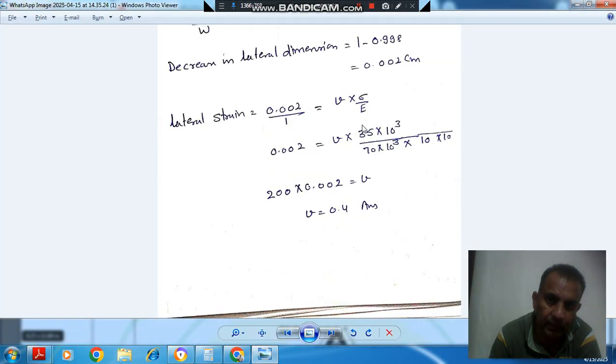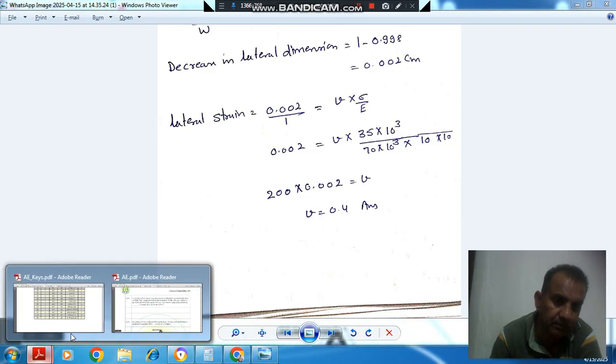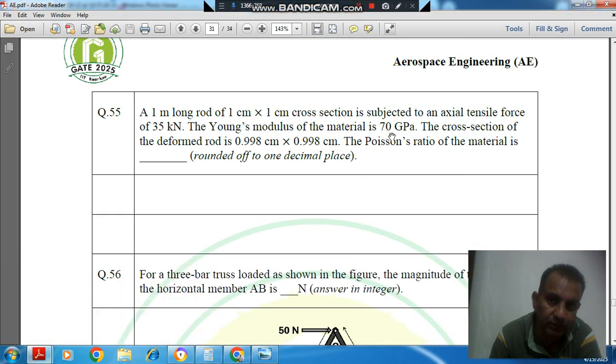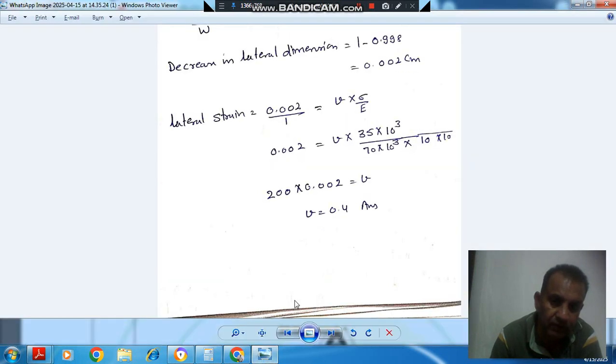Okay. And E, Young's modulus of elasticity, is 70 GPa. 70 GPa means 70 into 10 power 3 megapascal, and megapascal is Newton per mm square. So as we have taken this in Newton and this in mm, we will also take this in Newton per mm square. So that is 70 into 10 power 3 Newton per mm square. Okay. So from this mu comes out as 0.4.